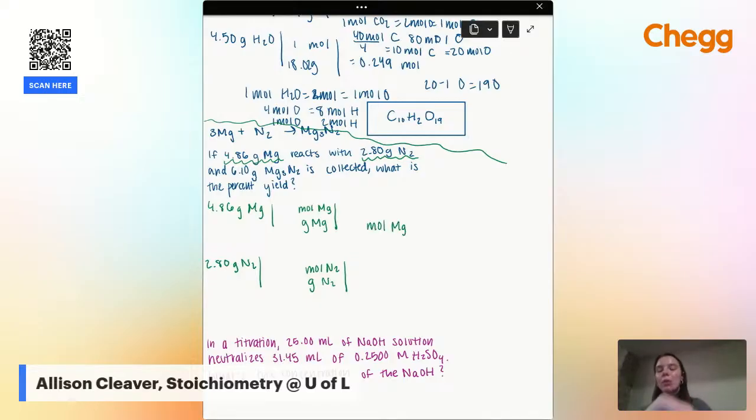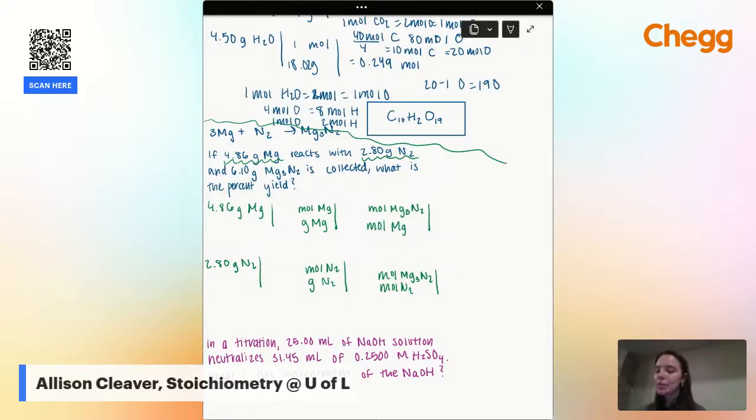Then we want to go from moles of magnesium and moles of nitrogen to moles of our product, which is Mg3N2. I believe it's trimagnesium dinitrogen, but don't quote me on that. Naming is definitely something I need to improve on. All right, so we have all of those set up, how we're going to solve it. Let's plug in those numbers.